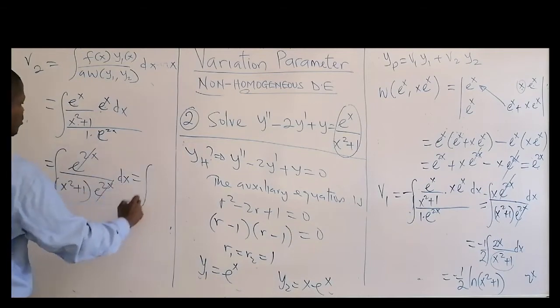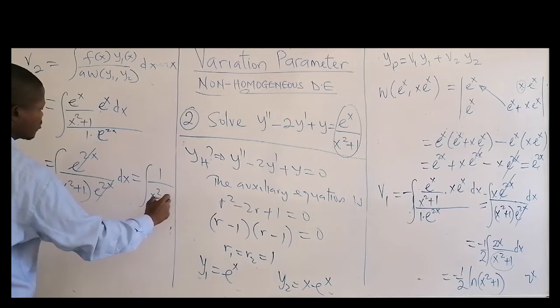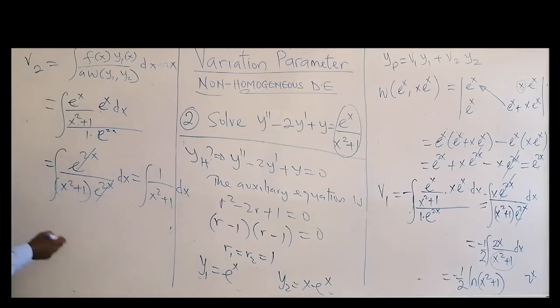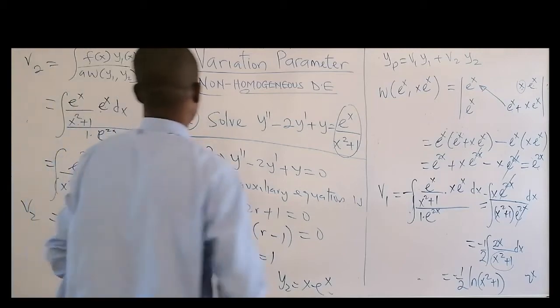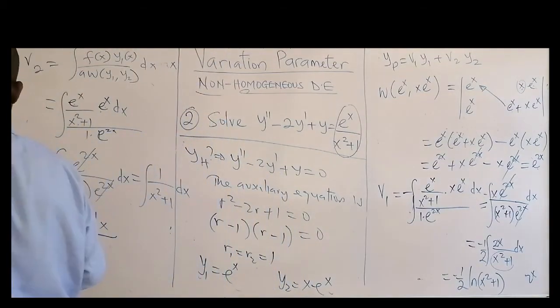Then we just have the integral of 1 over x squared plus 1. This is direct table. So your v2 is just arctan x. You don't have to waste time on that. That's your v2. That is a table. Okay, that's that on that case.